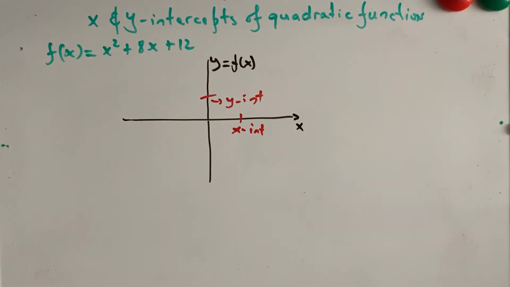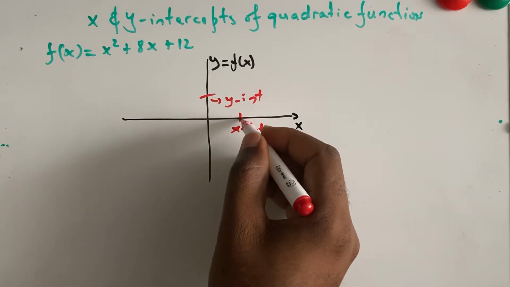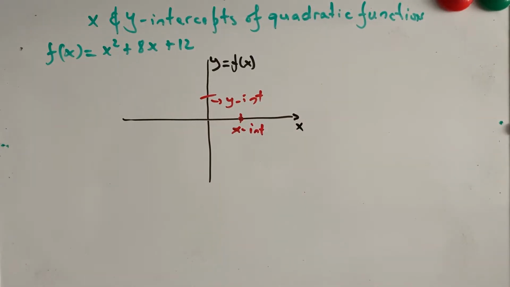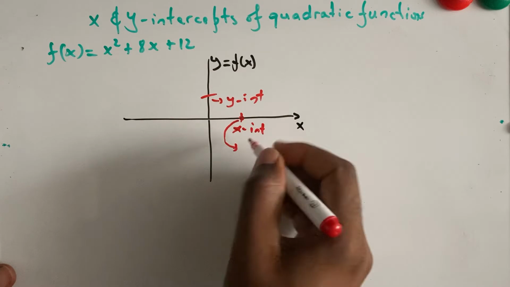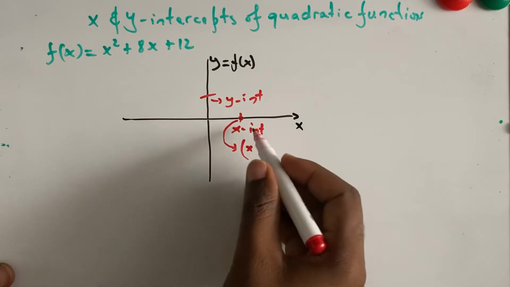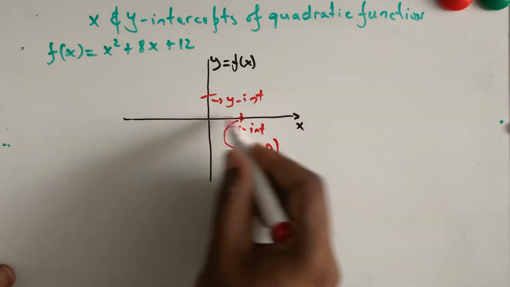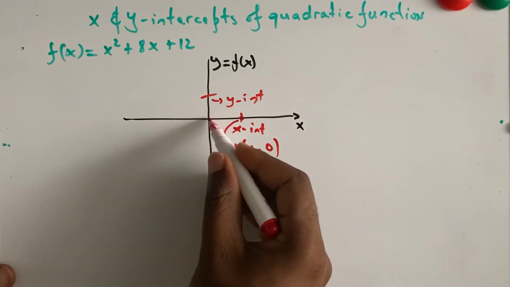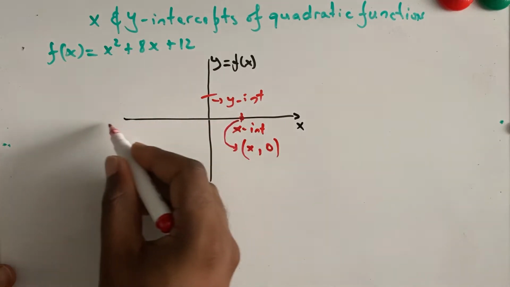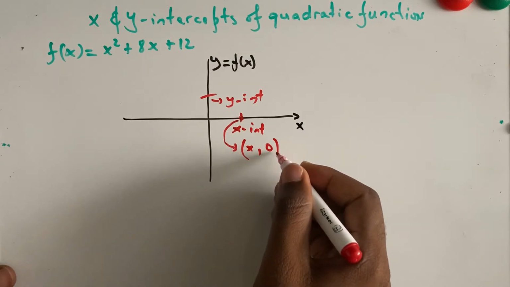Now, other things to know: if it's an x-intercept, that means the point is on the x-axis. For a point here, the x coordinate will be just an x value, but the y coordinate will always be 0, because if a point is on the x-axis, the y value for that point is always 0, okay? So for x-intercept, y is always 0.